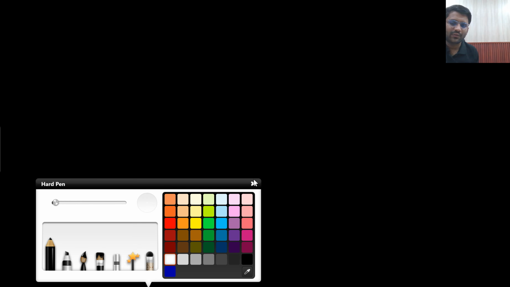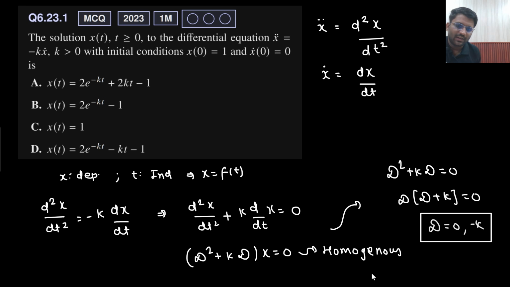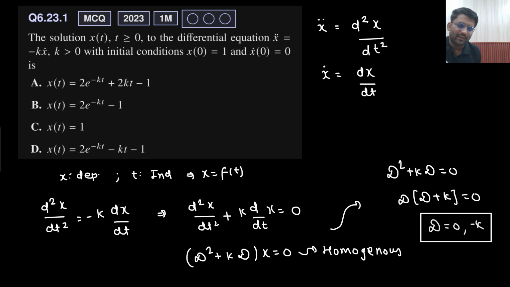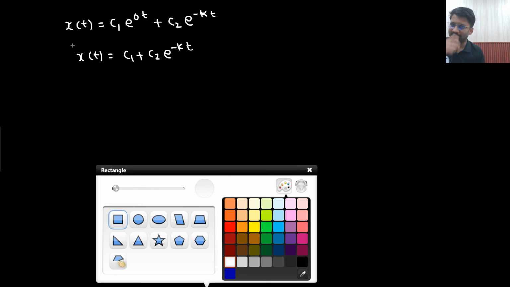What will be my x of t? X as a function of t I need to write down. So x as a function of t will come out to be c1 e to the power 0t plus c2 e to the power minus kt. So x of t will be nothing but c1 plus c2 e to the power minus kt. This is the answer that we are getting.